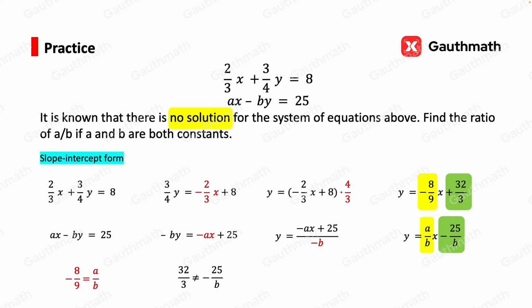32 over 3 cannot be equal to negative 25 over b, and we solve for b, so b cannot be negative 75 over 32. This is not asked by the question, but that's one step further.